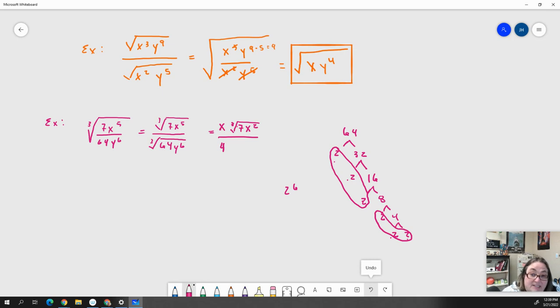Now we've got y to the 6th. For every 3, I can pull one out. 6 divided by 3 gives me y squared. There's nothing left under the radical. So this is our final answer.